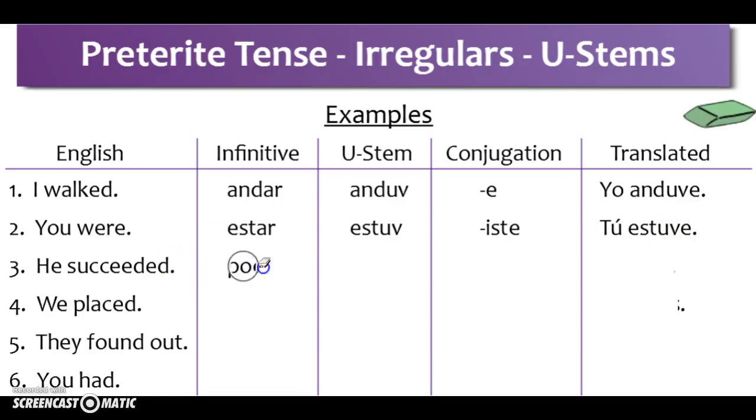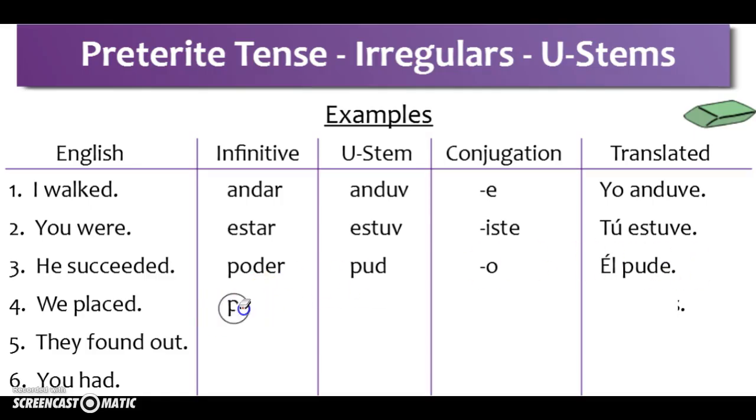He succeeded. Poder changes to pud with an O for our conjugation. Oh, another typo. Él pudo.